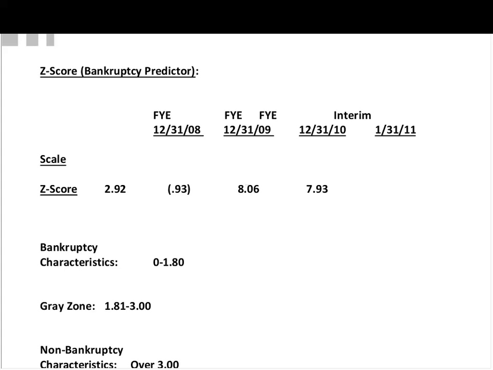If you have a Z-score that's over 3, companies far from bankruptcy. 1.81 to 3, gray zone. 0 to 1.8, I call it the death zone. That's my made-up term. Meaning if a company's in that zone, like this company was in 2009, if they don't do anything proactive management, they will file BK someday, soon. Usually within no more than 6 to 9 months, and usually even less than 6.